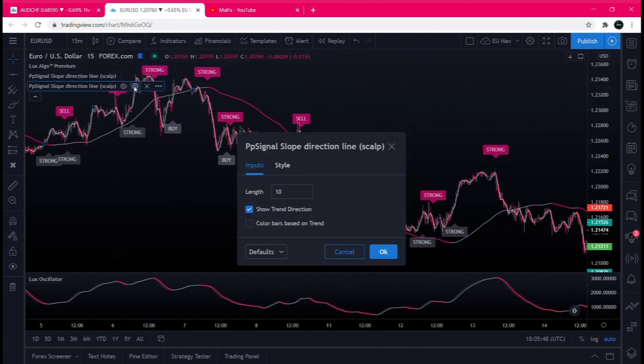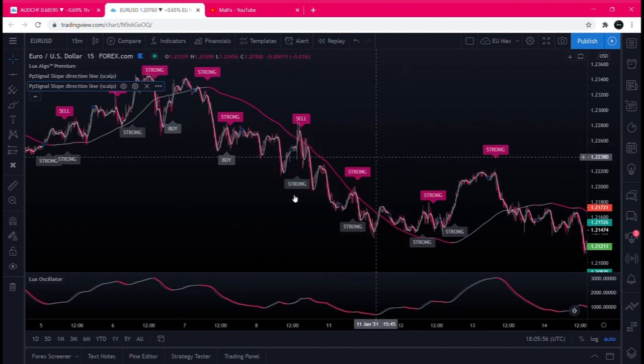The other PP signal is at 10, as it always will be. I will never change it to anything but 10, because this is the perfect setting for it. So it will never be on anything but 10.